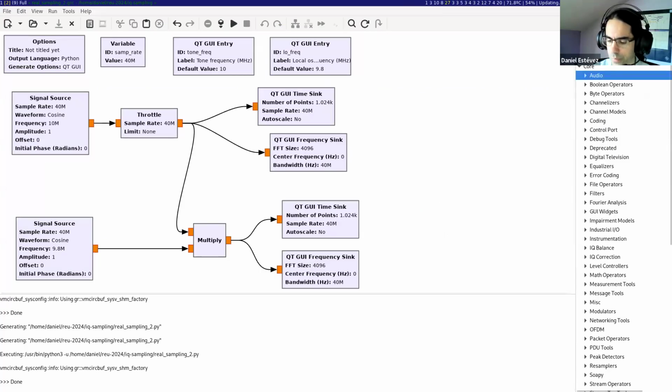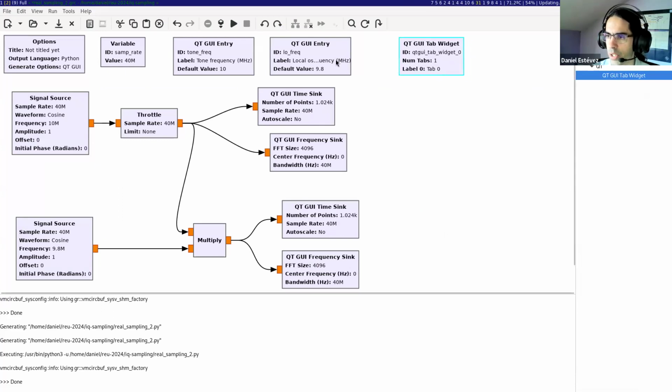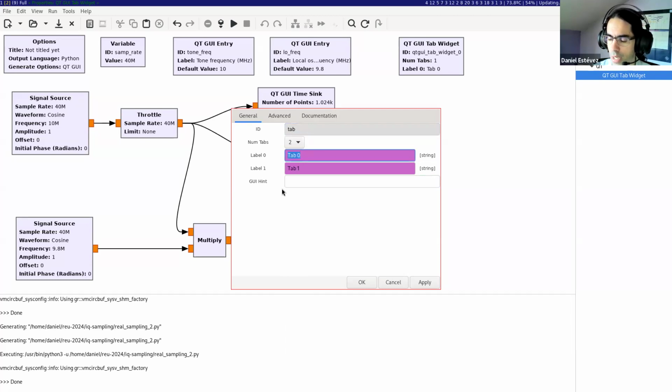So let's do something. There's something which is called the tab widget. And the tab widget is used to create a user interface which is organized in tabs. And that is very useful when we have many plots, because we can put some of them on one tab and others on other tabs. This needs an ID, which we will be writing frequently, so it's useful to keep it short. I normally use tab. The number of tabs, just 2 for the moment.